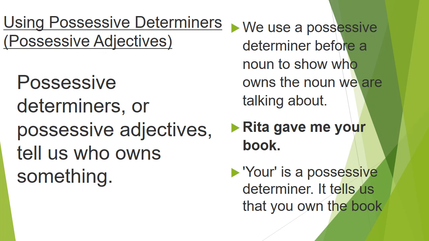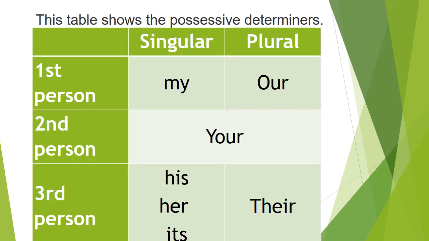And where is your sitting? Your is sitting before the noun book. And therefore, your is a possessive determiner. It is also a possessive adjective. Why? Because your tells more about the book, which is a noun, and it sits before it. And therefore, it is also a possessive adjective. That is why all possessive adjectives are also called possessive determiners.